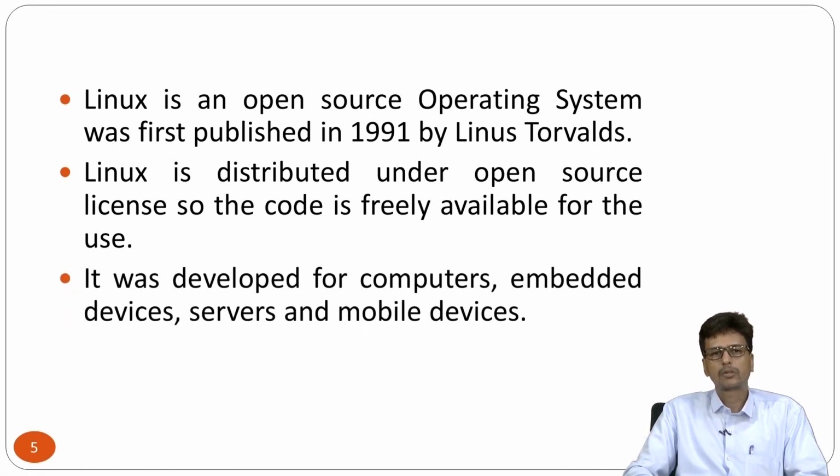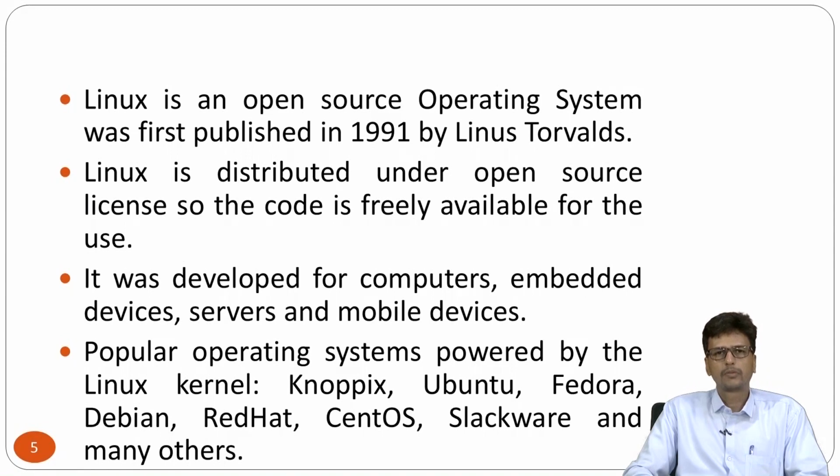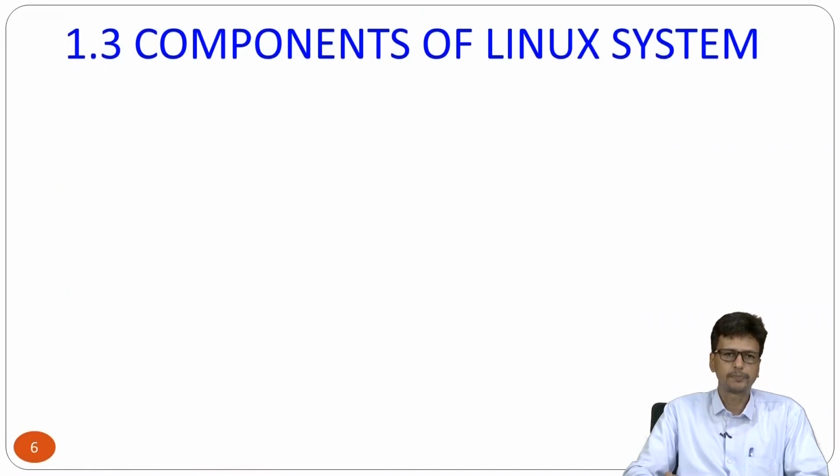Now this Linux, or you can say the Unix operating system, can be developed for computers, embedded devices, servers, mobile devices. As you are already aware, various automated devices are available nowadays, for example AC, washing machine, or home appliances, and many more. All those devices you can automate or program by using this operating system. Some of the popular Linux operating systems are Ubuntu, Red Hat, Debian Linux. These are all basic examples of Linux operating system.